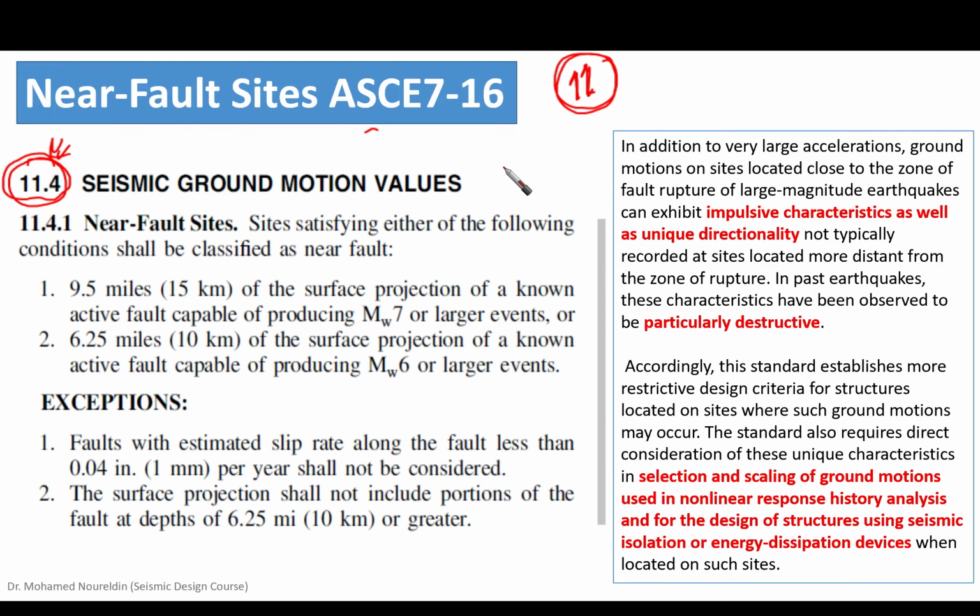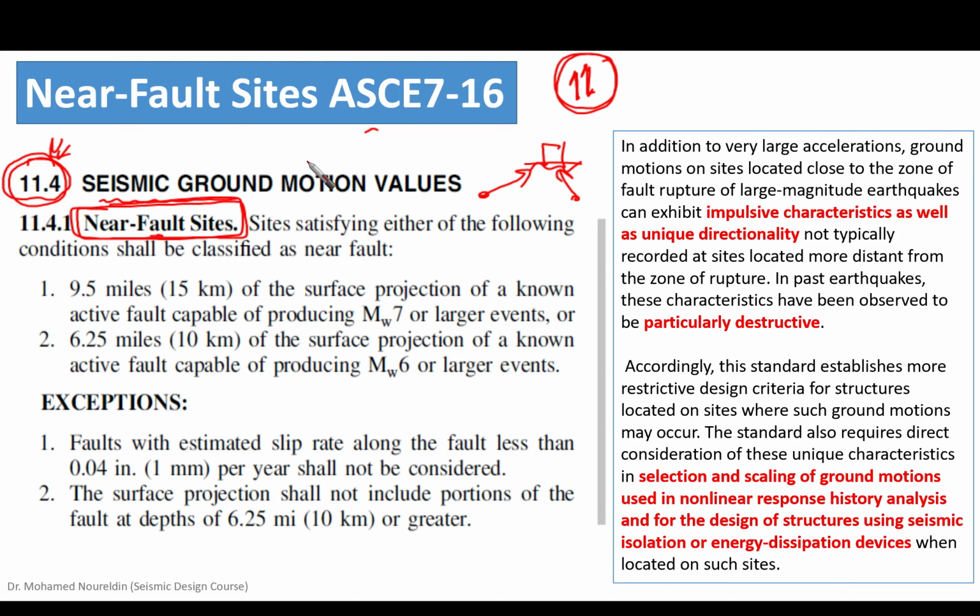We are going to start from the earthquake, where it originated, and how we can place our building relative to the source of the earthquake. So whenever we are talking about the seismic ground motion values, which is the title of this section, we need to go directly to this title, which is faulting. We need to know where our building is.